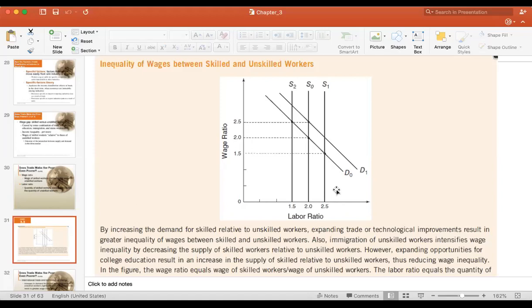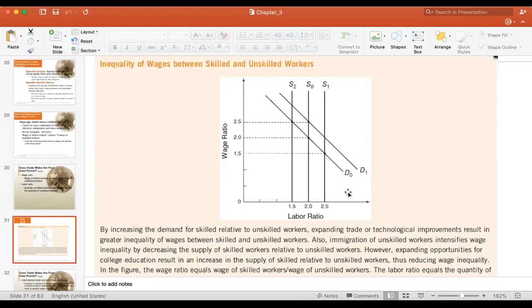Goes down. What's that? Can you repeat the question? What happens if there is an improvement in technology? Technology becomes more sophisticated, and we're really not trading with anyone. So what do you think is going to happen to our domestic wage ratio, skilled workers versus unskilled?